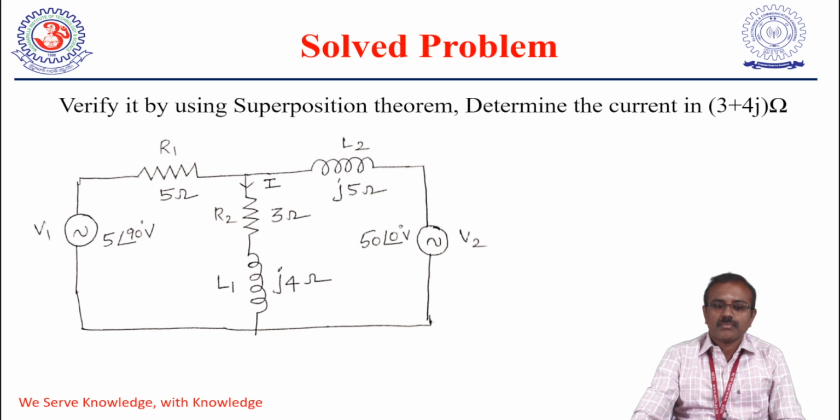So this is our problem. Verify it by using the superposition theorem. Determine the current through the 3 plus 4j ohm impedance. We have two voltage sources, V1 and V2, the resistance R1, an inductance, and R2 and L1, that is 3 ohms and 4j ohms. So what are the steps followed in the superposition theorem?